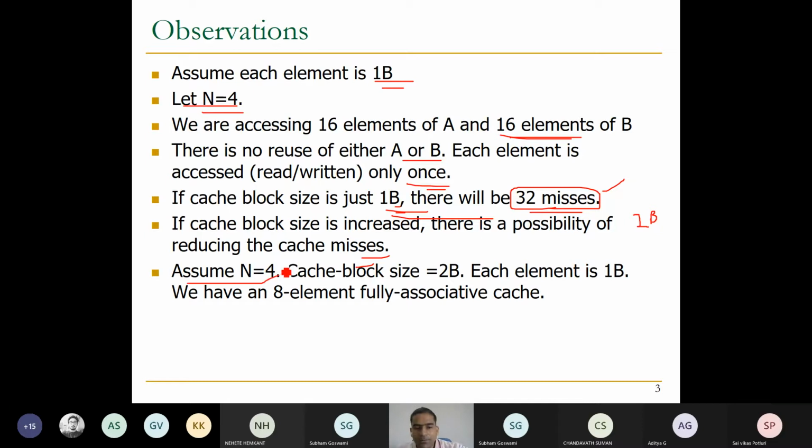Now, suppose n equals 4. That's already there. Now, suppose instead of 1 byte, we use a cache block size of 2 bytes, and each element is anyway 1 byte, as already given. And we have an 8 element fully associative cache. We just have one cache which has 8 elements.